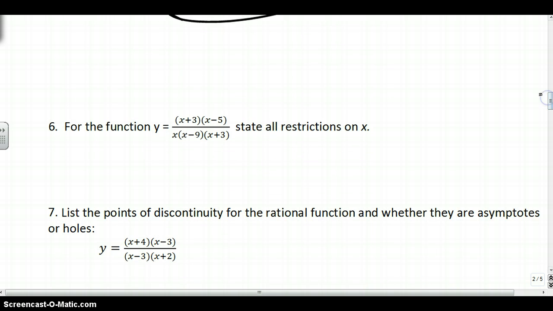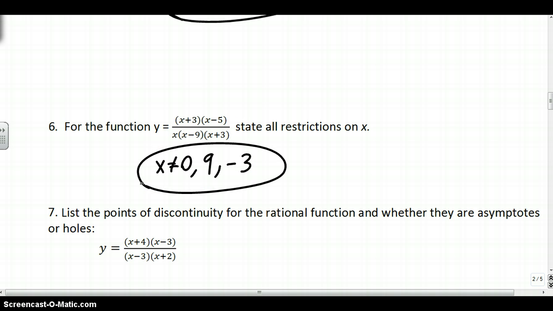Number 6, for the function y equals x plus 3 times x minus 5 over x times x minus 9 times x plus 3, state all restrictions on x. Okay. You're just looking at the denominator. What can x not be? This one tells you x can't be 0. This one tells you x can't be 9, because if it were, it would cause the denominator to be 0. And this one says x can't be negative 3. So those are your restrictions.